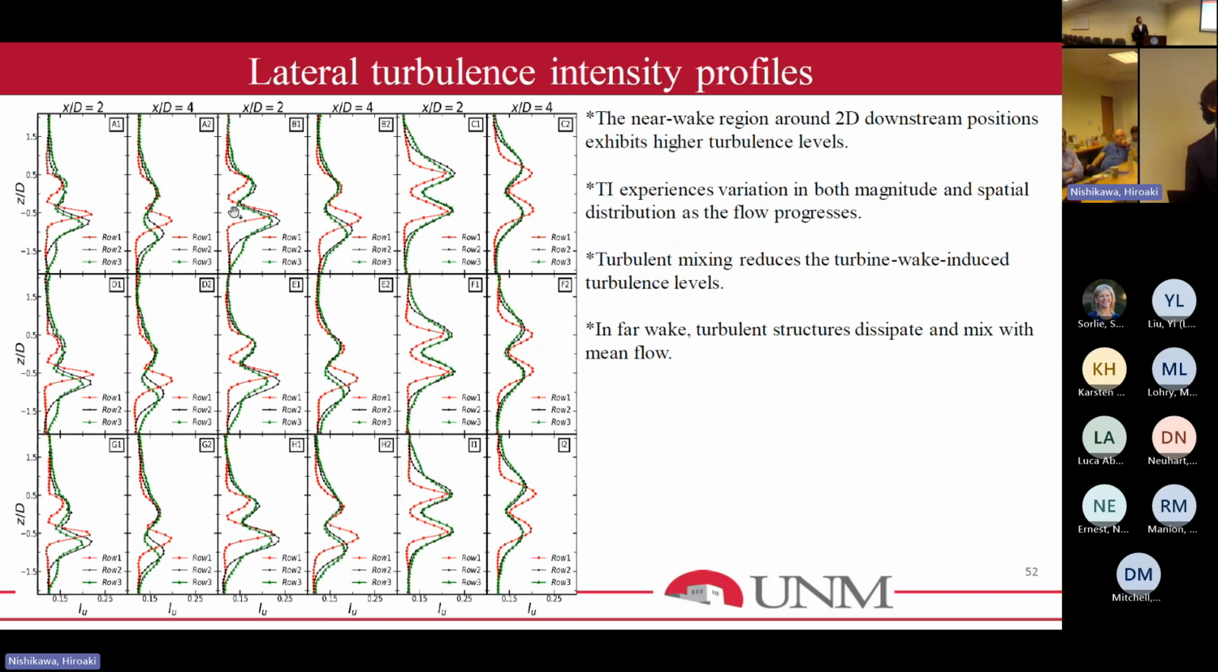So this is the lateral turbulence intensity profiles. As you can see here, the turbulent magnitude and also the distribution change as you go downstream because of the turbulent mixing. We can also see that this has the same features as the velocity deficit profile. As you can see from here, the maximum locations and the distribution of the turbulent intensity change as you go downstream.